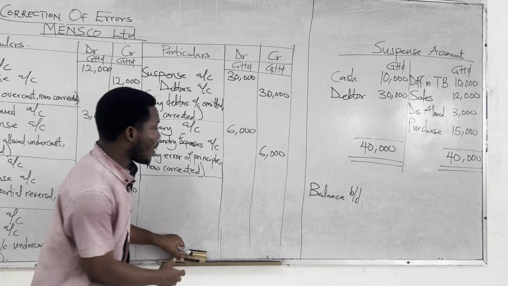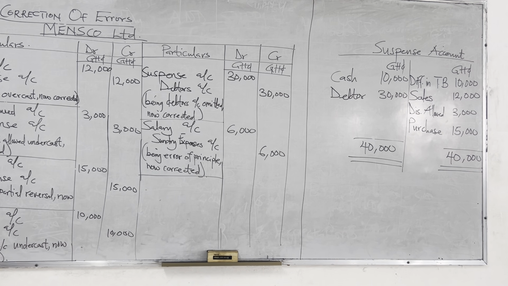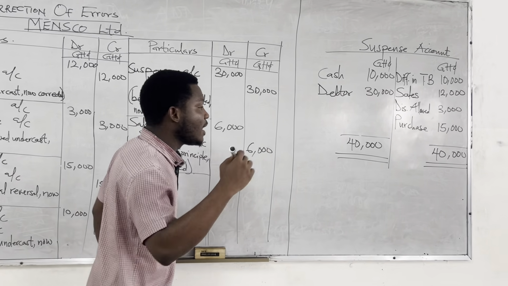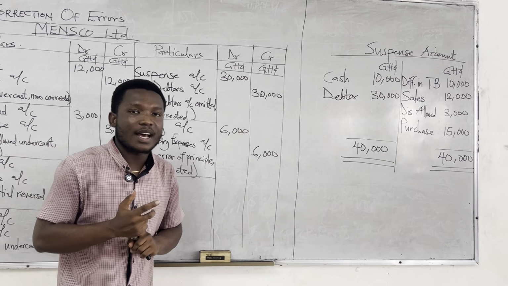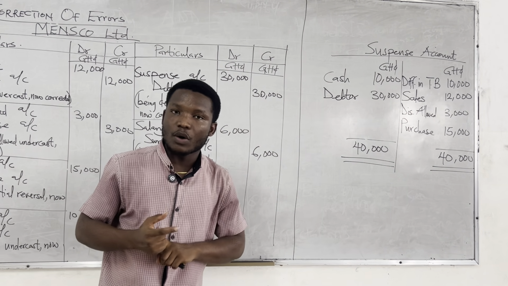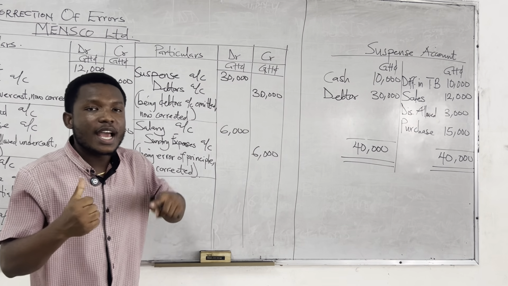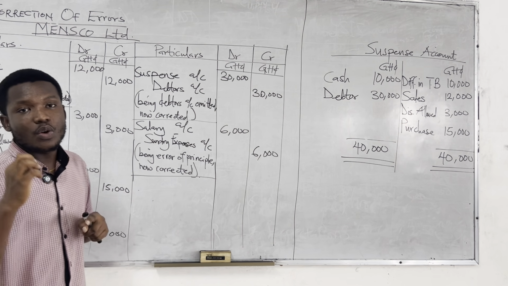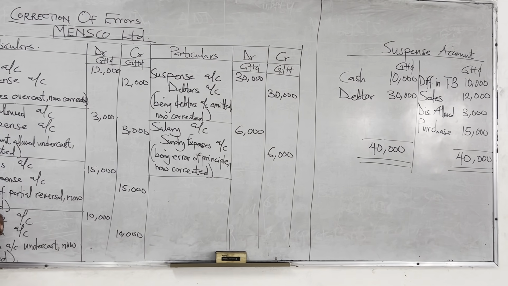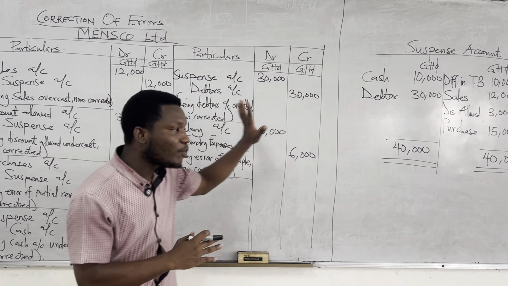So this one is error of what? Correction of errors. So the errors that do affect the agreement of the trial balance, I mentioned error of single entry, error of partial reversal, error of calculations, and error of casting. The casting, we have two types, which is what? Error of overcast and error of undercast. So with this one, you have them. If you have these 4 or 5 errors, you can explain them because I explained everything to you.